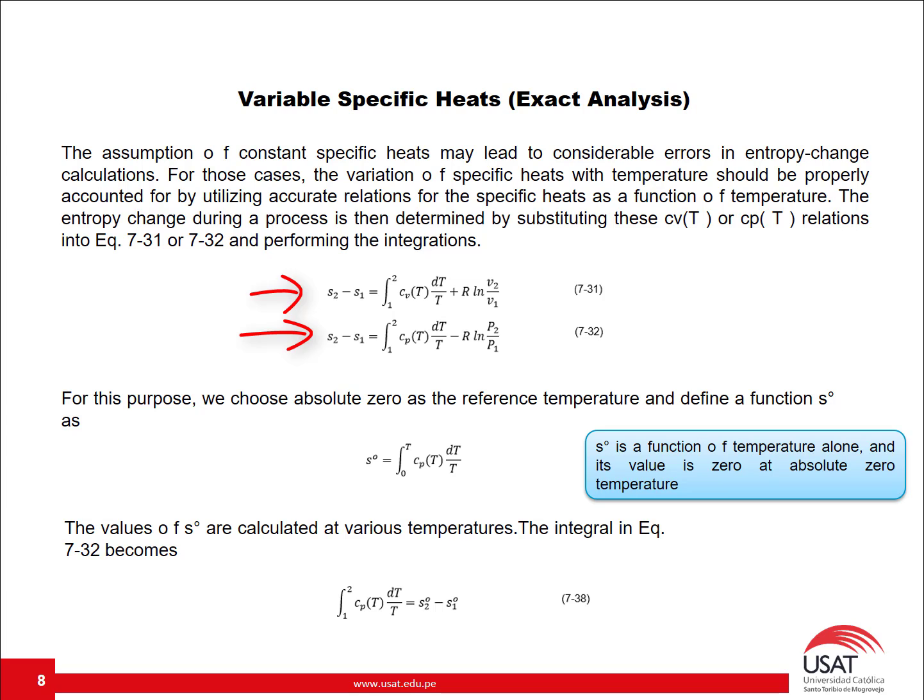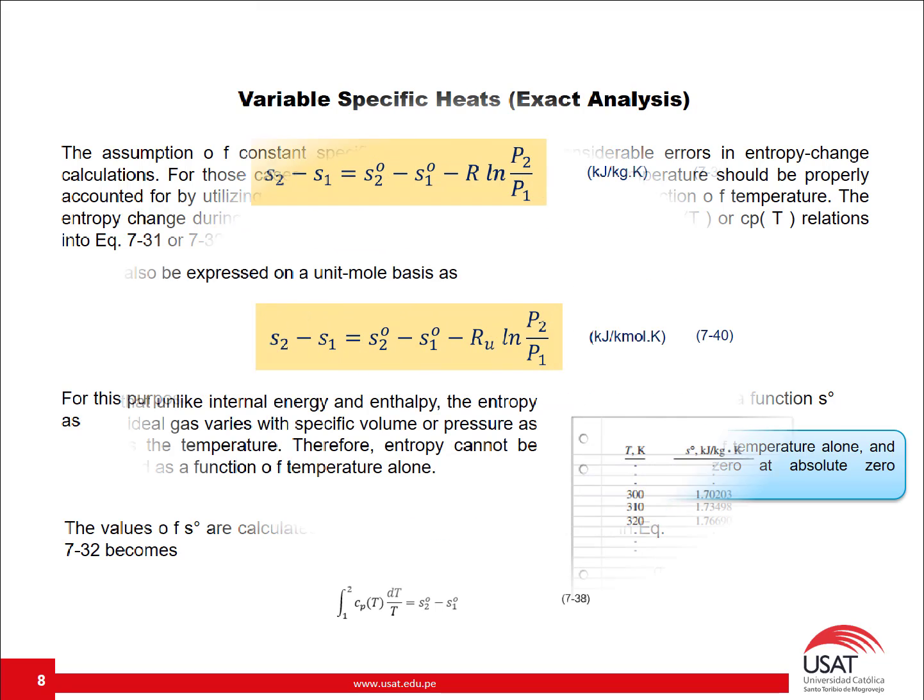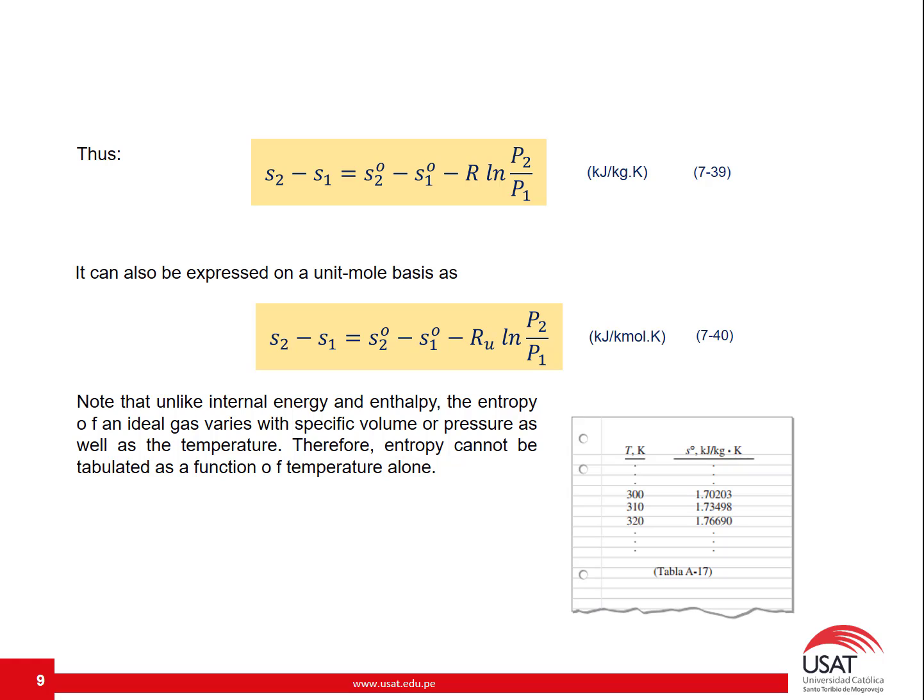Obviously, S degrees is a function of temperature alone, and its value is 0 at absolute zero temperature. The values of S degrees are calculated at various temperatures, and the results are tabulated in the appendix as a function of temperature for air. Given this definition, the integral in equation 7-32 becomes S°2 − S°1, where S°2 is the value of S° at T2 and S°1 is the value at T1.